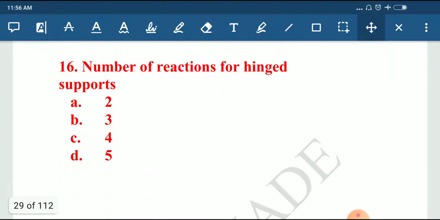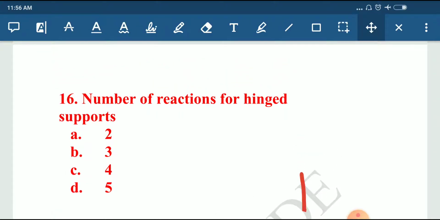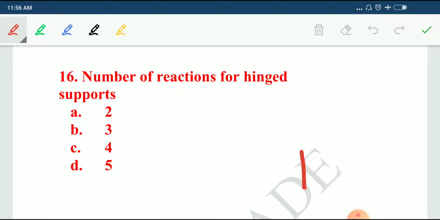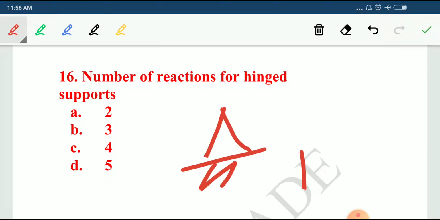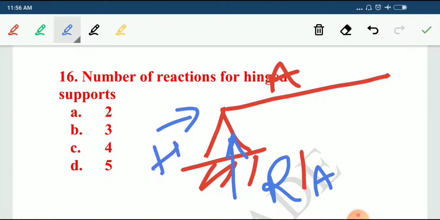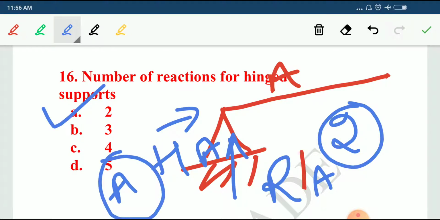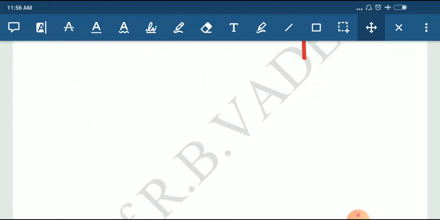The number of reactions for a hinge support. How do we show a hinge support? This is called a hinge support. For a hinge support, how many reactions? We have 2 reactions, one vertical and one horizontal. So the number of reactions in the hinge support is 2. For this one, A is the correct answer. Okay, we'll move to the next question.